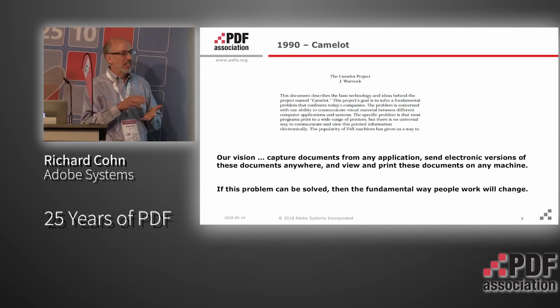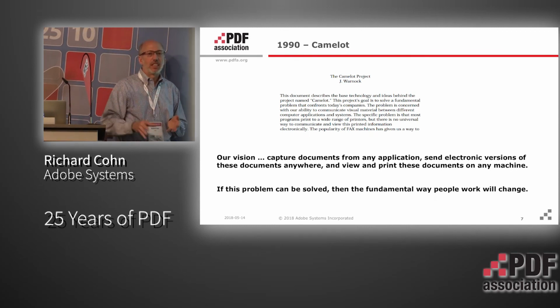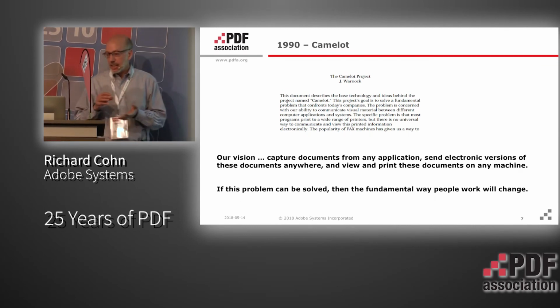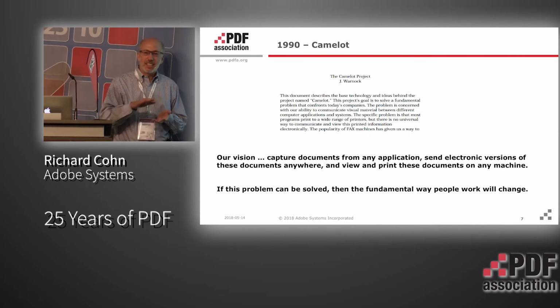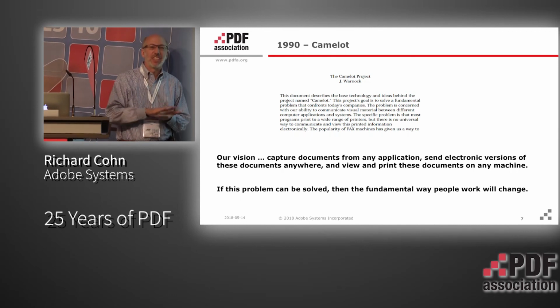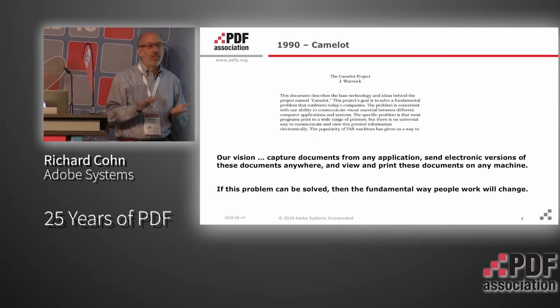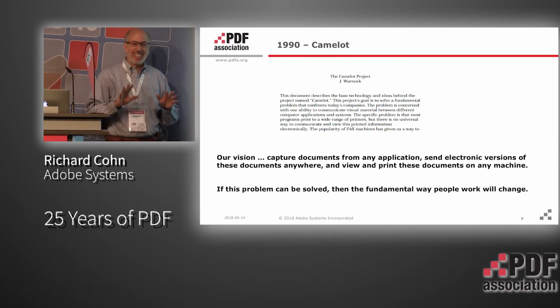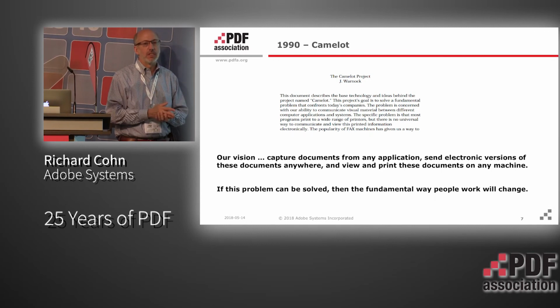So this whole notion of taking documents from any application, sending them to other computers, and being able to view and to print them. And he didn't minimize what he thought this was. He really saw it, and to be honest, really nobody at that time at Adobe did. John talks big, but he really nailed it, which was that it would fundamentally change the way people work.